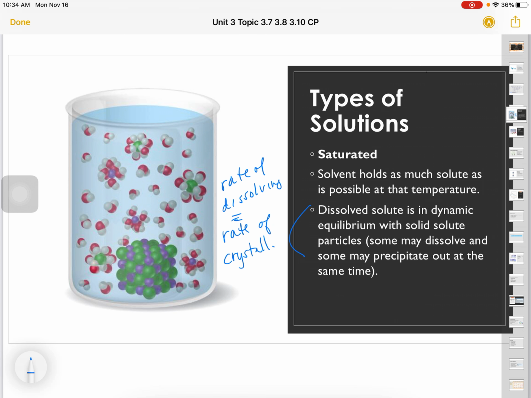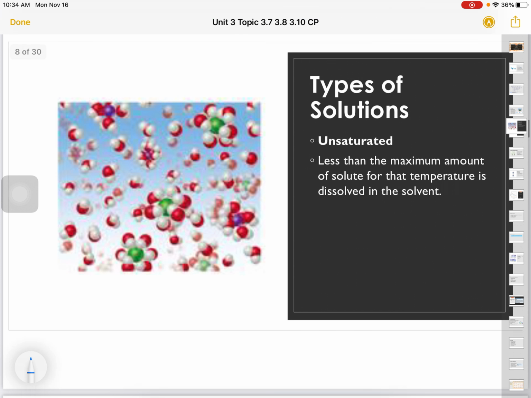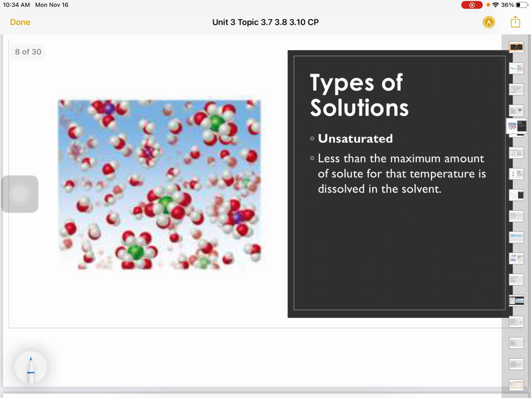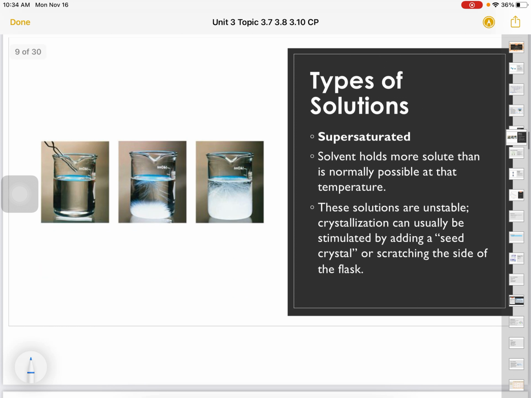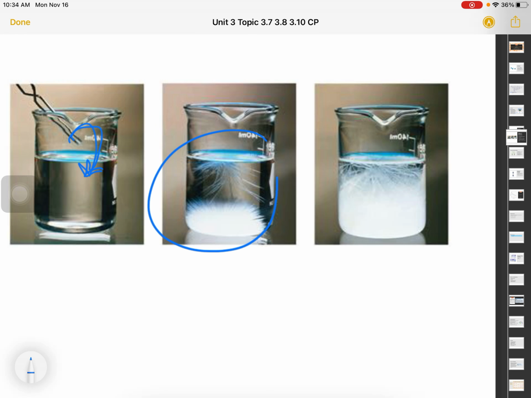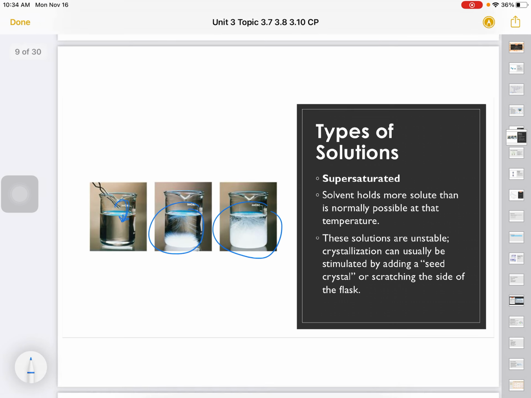It's like an exchange. An unsaturated solution, the solute hasn't yet reached its maximum solubility, so I can still keep stirring more stuff in and it will completely dissolve at that temperature. And a supersaturated solution, the solvent is holding more than it normally could at that temperature, and it's unstable. So if I add just one more crystal to that supersaturated solution, it will start to precipitate out and the whole thing will start to crystallize.